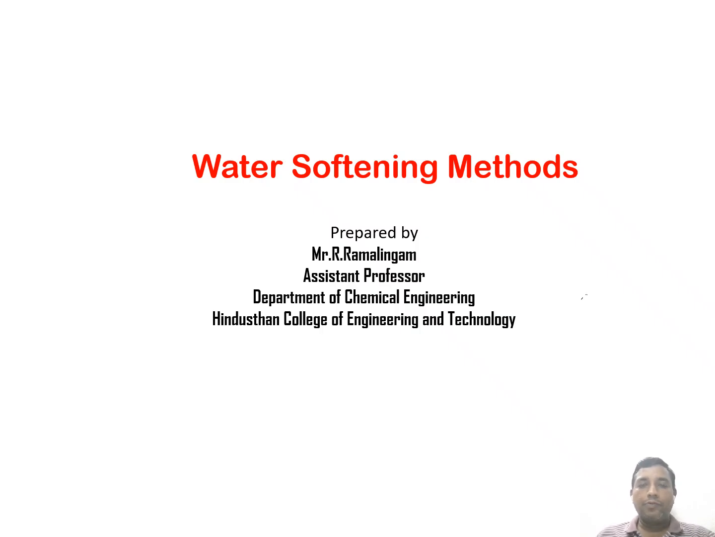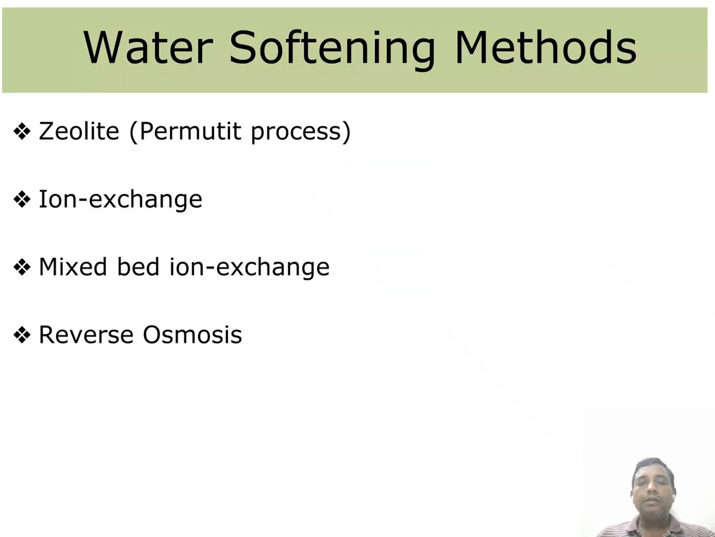Today, I am going to discuss the topic water softening methods. There are four softening methods: zeolite process, ion exchange process, mixed bed ion exchange process, and reverse osmosis process. Out of these, today I am going to discuss the zeolite process.